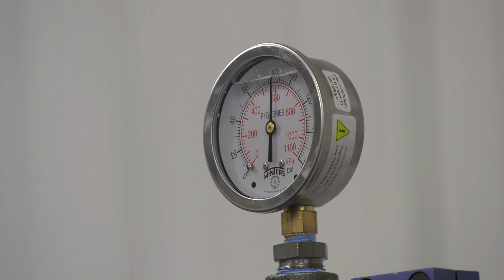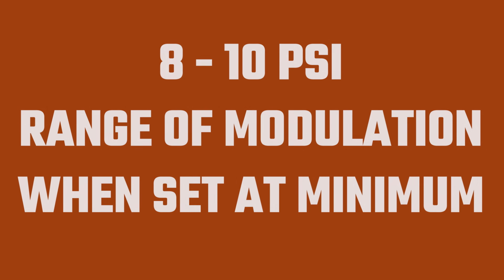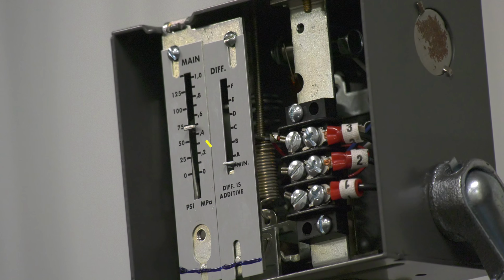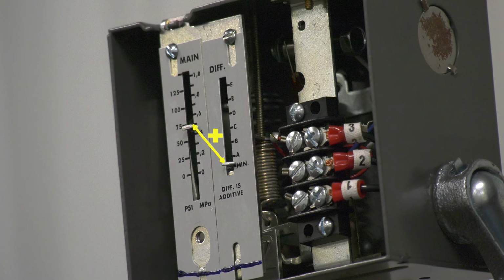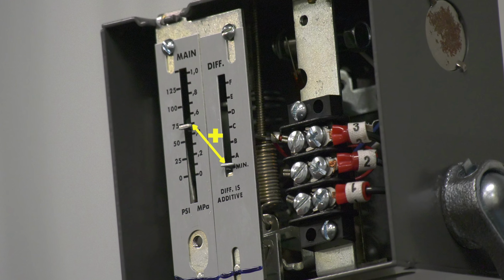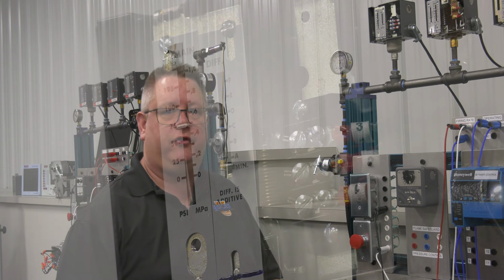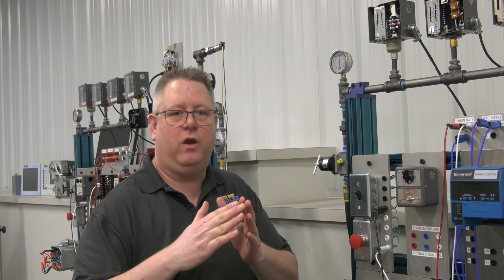With that set at the minimum position, we're at 85 PSI. So we've got about an 8 to 10 PSI range of modulation with that set at minimum. They make firing rate controls that will modulate within a smaller band than that, but ideally we don't want the burner constantly ramping aggressively up and down, because that's going to affect our system pressure, our water level, and cause other concerns. So we want to modulate over as wide a band as practical.